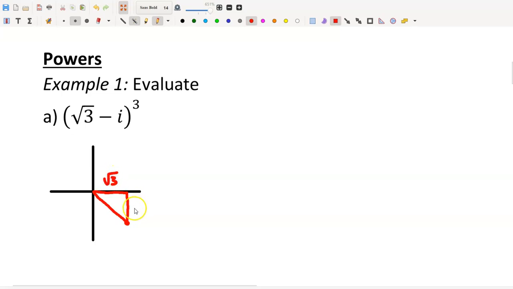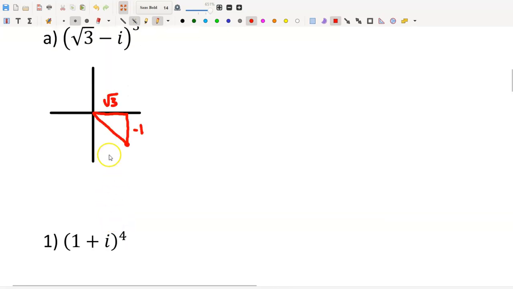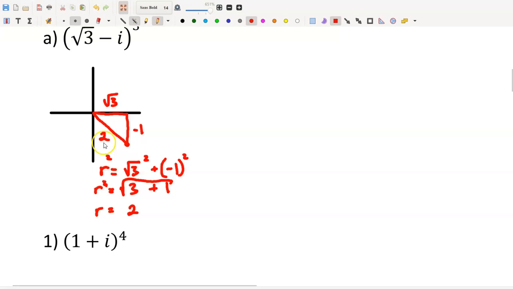So we have root 3, and this is -1. So we can find the radius just by doing that. R squared equals a squared plus b squared, right? So root 3 squared plus -1 squared. So we got 3 plus 1. And that means, I'll just put the square root, so we'll end up with, what, 2. So that's why we didn't recognize these numbers, because it's a radius of 2, not on the unit circle. If it was a 1, we should have recognized it.